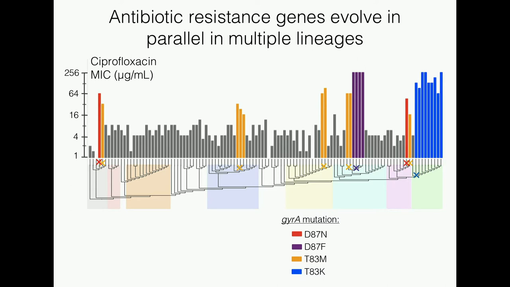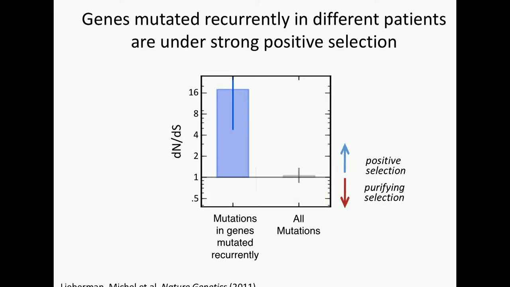actually have a higher chance of mutation, not because of selection, but rather because of a hotspot for mutations? And to tackle that question, we looked at the rate of non-synonymous to synonymous substitutions in genes that got mutated multiple times, the candidates for selection, compared to all other genes, and you see very strong enrichment for non-synonymous changes in genes that get mutated repeatedly in different patients.